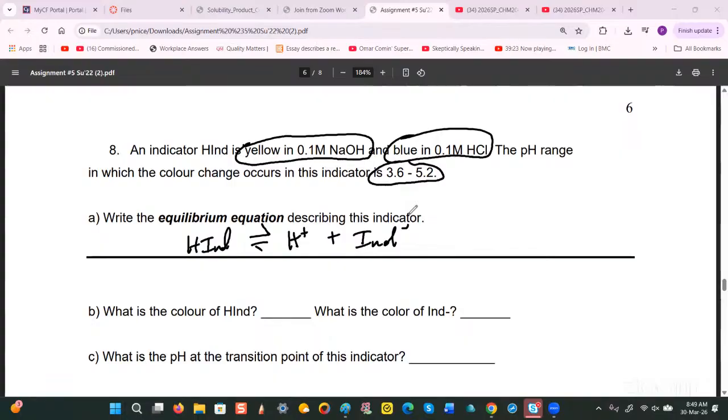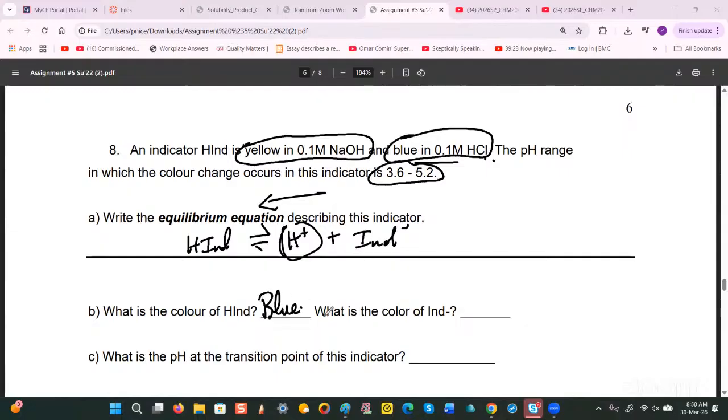Blue? Exactly. Can you explain why? Because it has the H plus ion attached to it. Okay, because it's blue in hydrochloric acid. Right, basically the concentration of H plus will be high, which means that it's going to push the equilibrium in that direction. So therefore the color of the HIND must be blue. And that's the answer here.